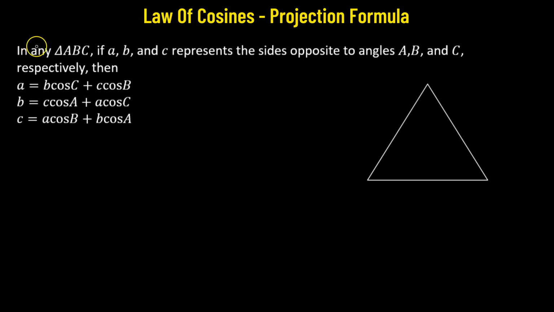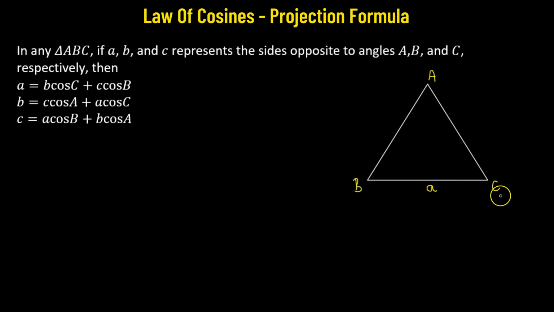In this section, we are going to discuss the projection formula. Let us begin by considering a triangle with vertices A, B, and C. We'll also specify its sides. Let the side opposite to angle A, which is BC, be represented by the lowercase letter a.